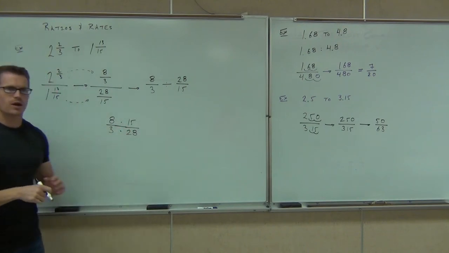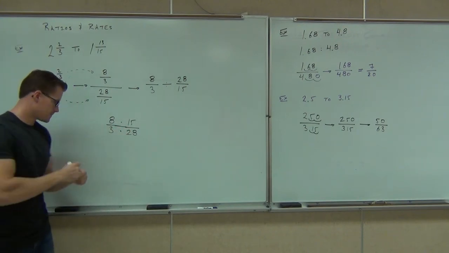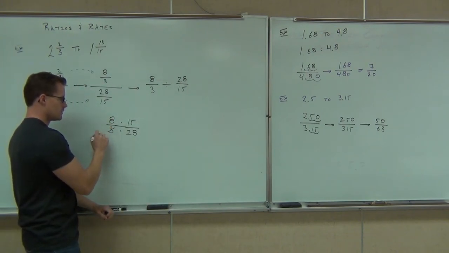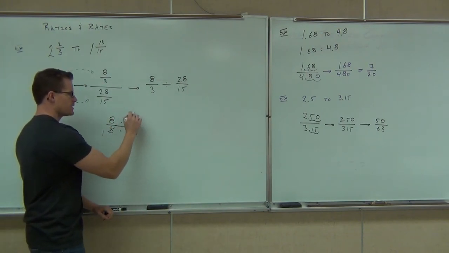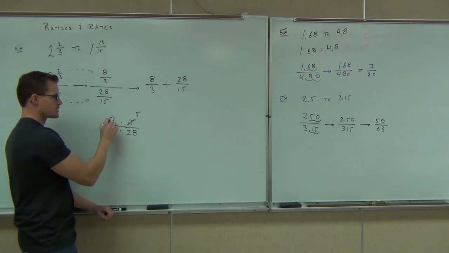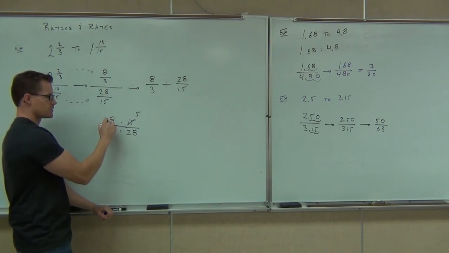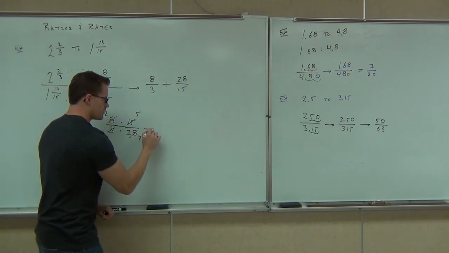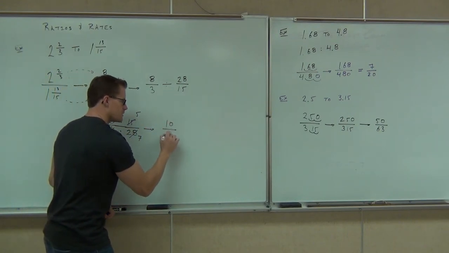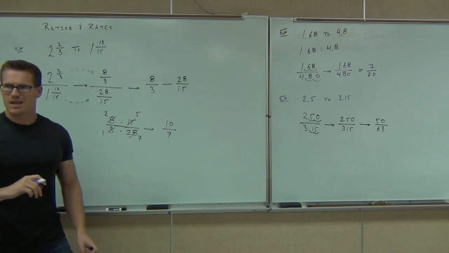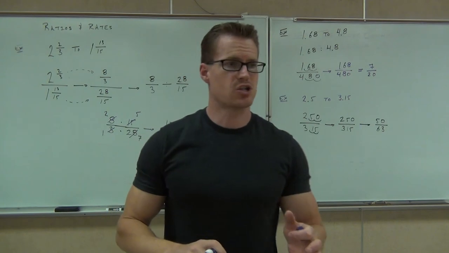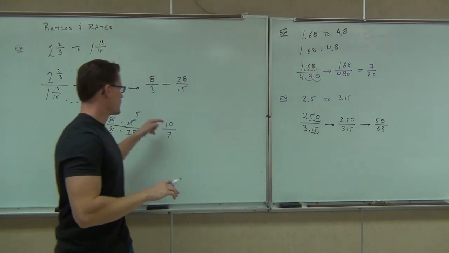Of course, now we're multiplying, and we can simplify. Three goes into three one time, into five times. What goes into both those? Four. Two times and? Seven. You get 10 to 7. So even if we have mixed numbers going into a ratio, we can still simplify that ratio a whole lot. This is 10 to 7.